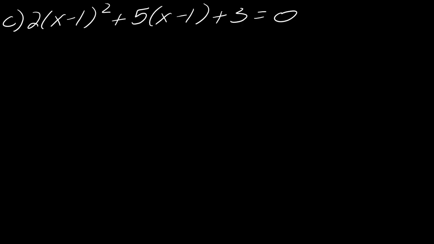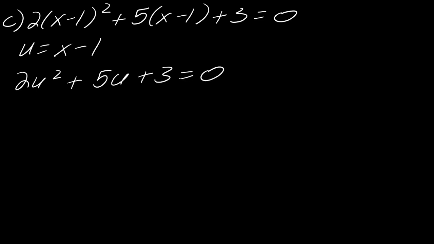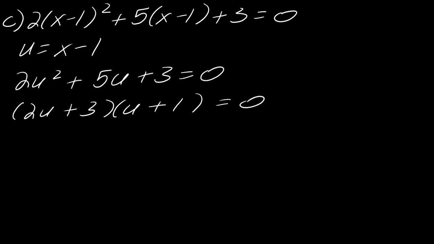So for this other one, now my u is going to equal x minus 1. Let me show you what this looks like when you replace it. Now I have to factor this, which I can totally do. So this is going to be 2u plus 3. So it's going to look like this. Okay, so I'm going to go ahead and solve for u. So my u is either going to equal negative 3 over 2, or my u will equal negative 1.